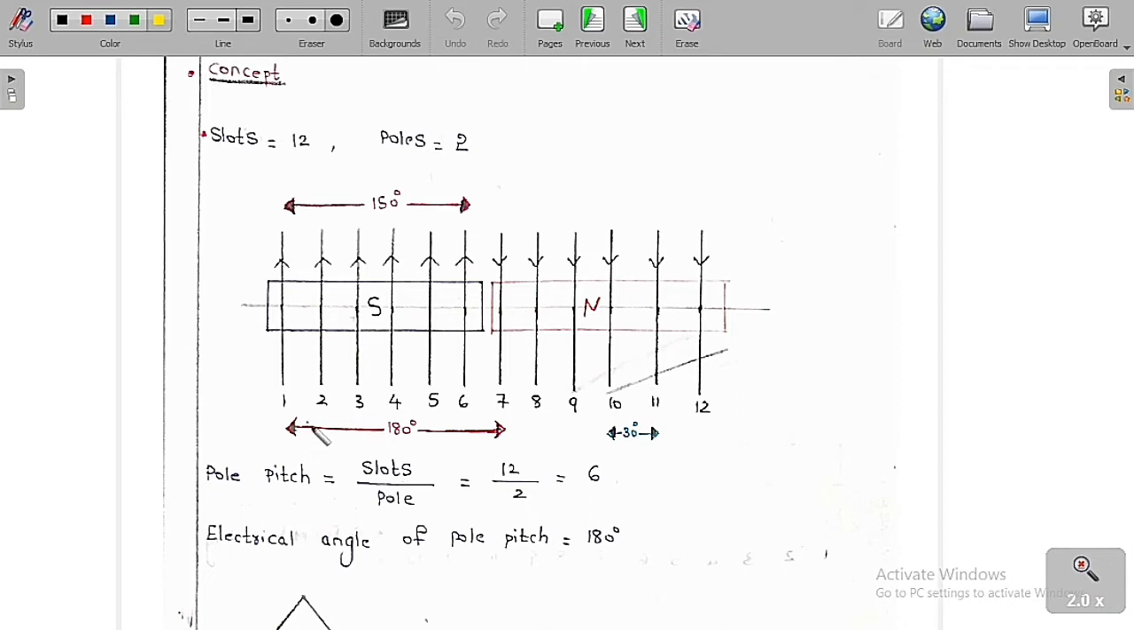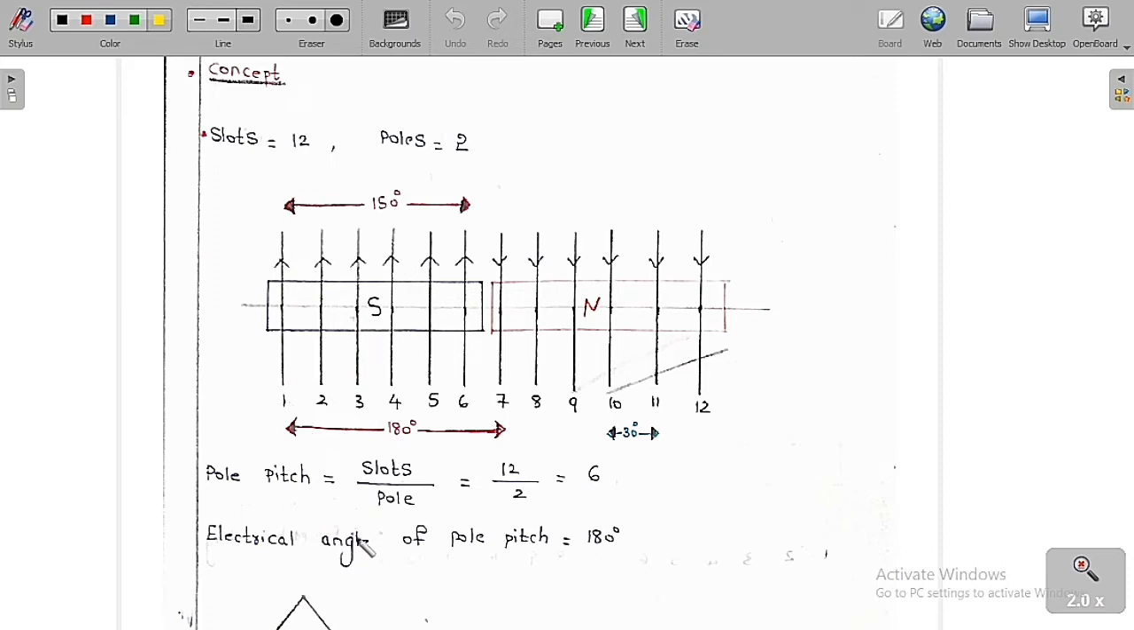Here, the mechanical angle is always equal to electrical angle, because the total number of poles are 2. So electrical angle is equal to total number of poles by 2 into mechanical angle. As total number of poles is 2, 2 by 2 is 1. So therefore, the electrical angle is always equal to mechanical angle. So the mechanical angle between two slots is total 360 degree by total number of slots, which is 360 by 12, nothing but 30 degree. So 30 degree is the mechanical angle between two adjacent slots.